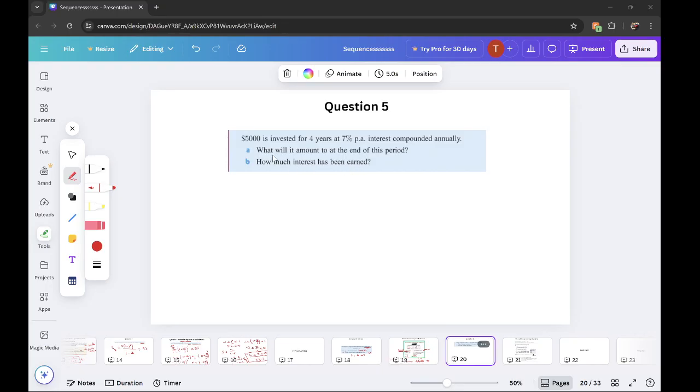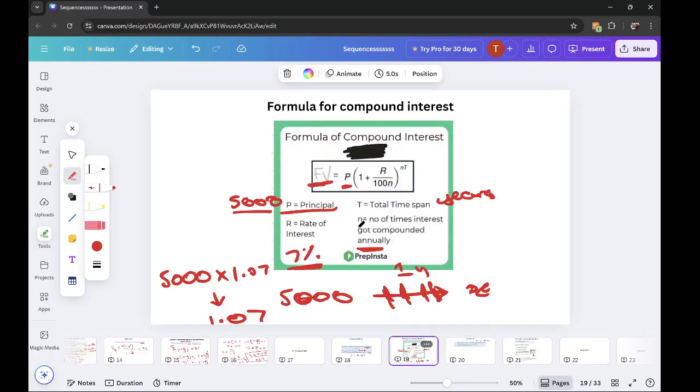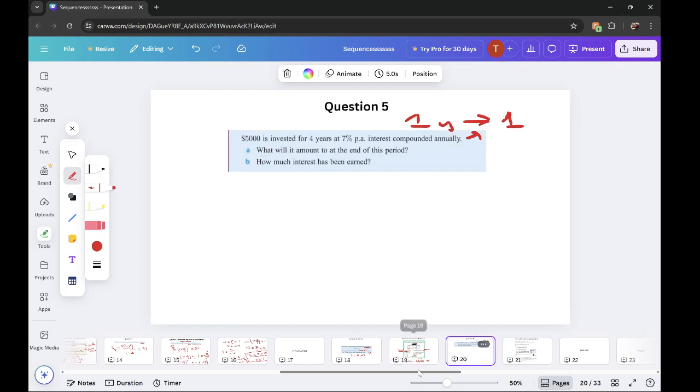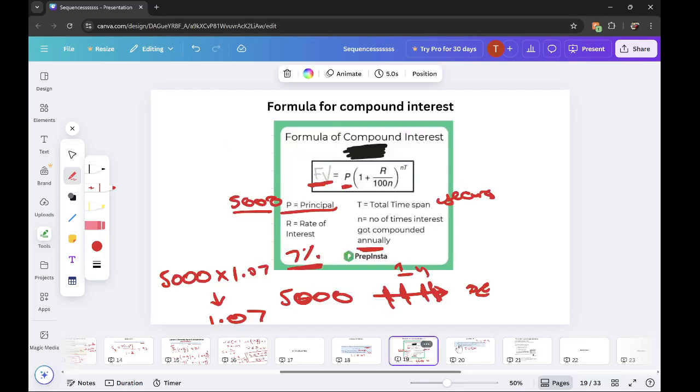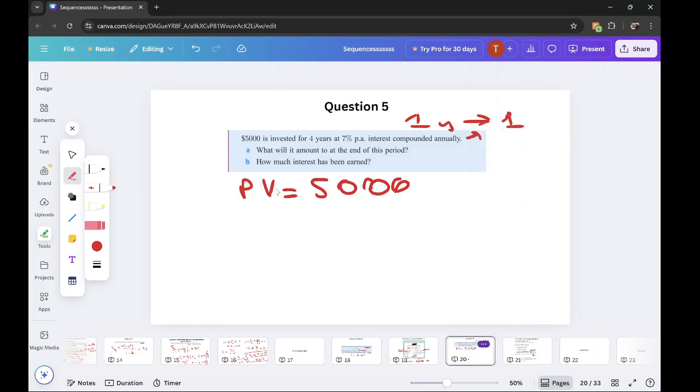So they're asking, 5,000 is invested for 4 years at 7%. Interest is compounded annually. So interest compounded annually means that in 1 year it's only applied once. So 1 year, one time interest charge. That's what compounded annually means. So that means that your N over here is going to be 1. So let's write down everything from our formula. So present value is 5,000. Is it written as P over there? Yeah, so P is, come on, why isn't it working?